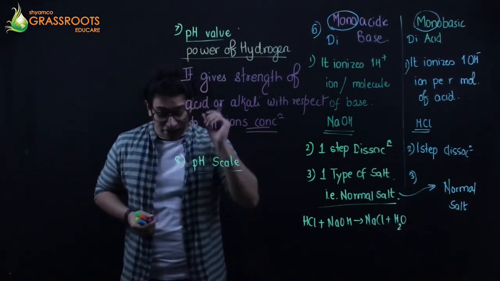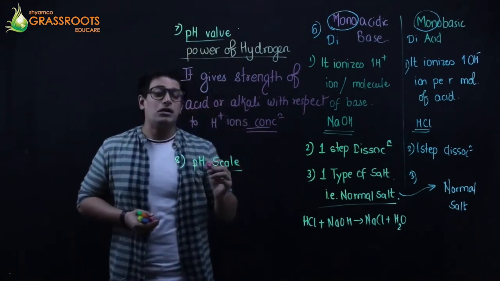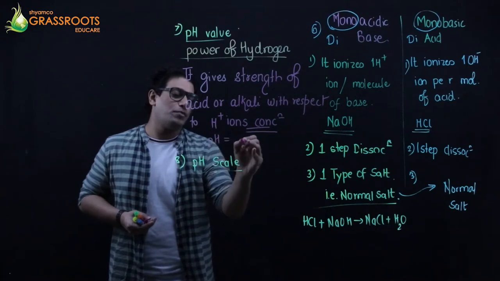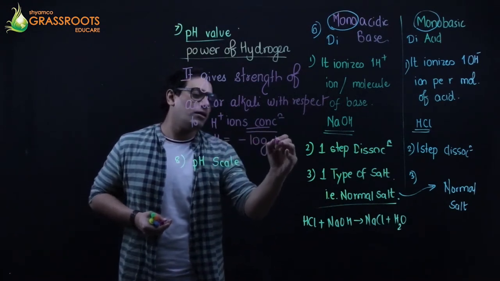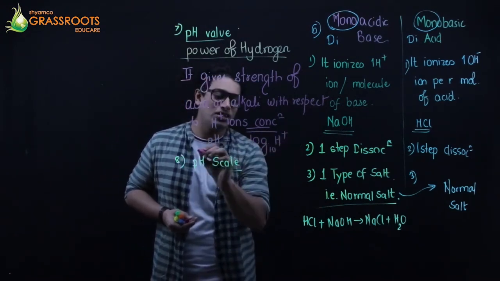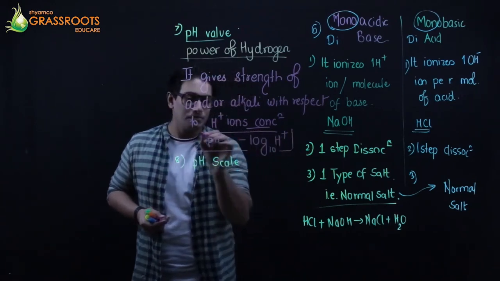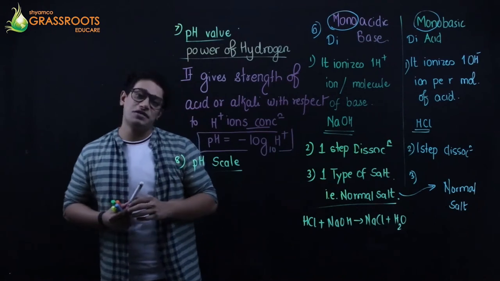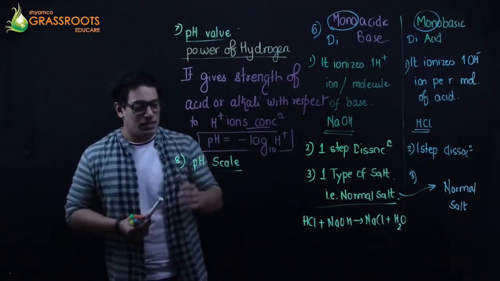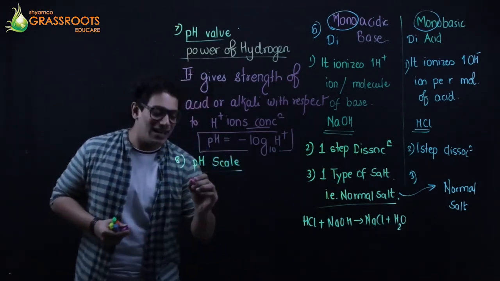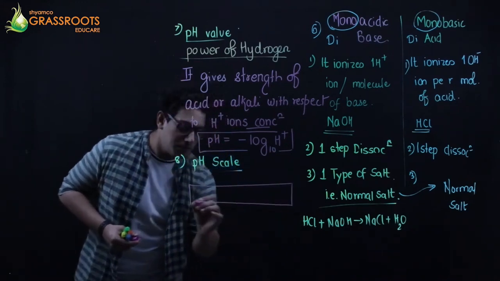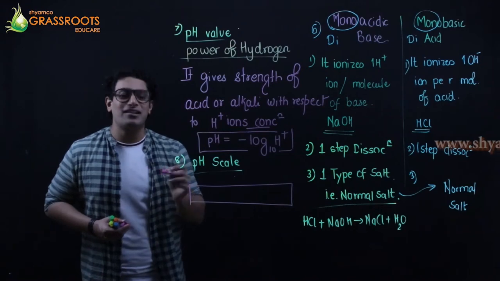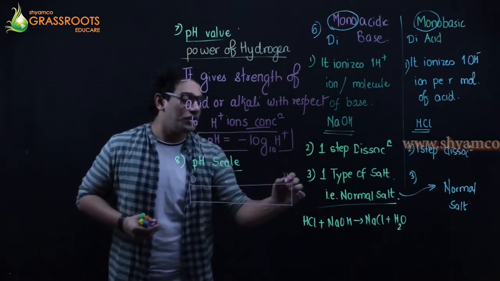Okay, and we have a value. The value is minus log H plus to the base 10. pH का एक formula है minus logarithm of hydrogen ion to the base 10. It tells me about the acidity or the basicity of a substance or whether it is neutral. Okay, pH scale is like a scale which has the numerical values from 0 to 14.